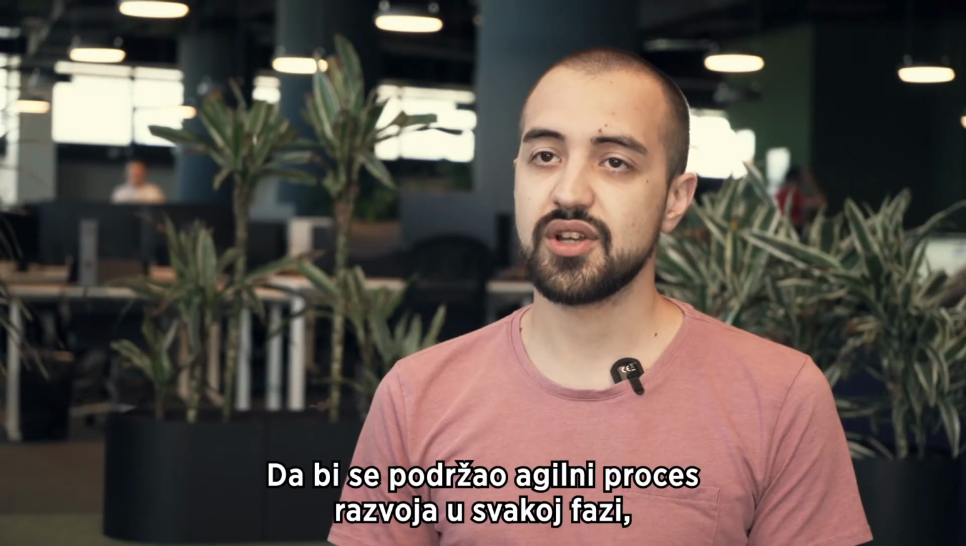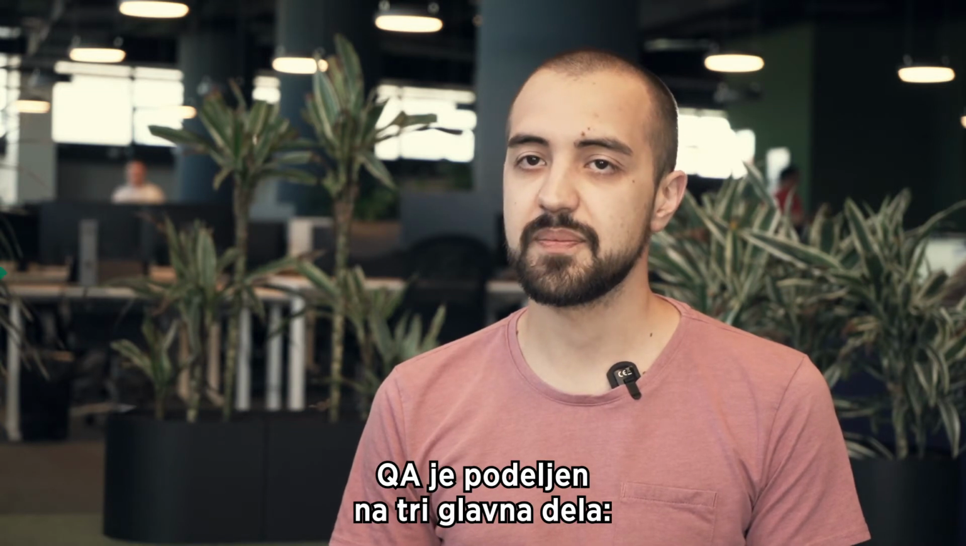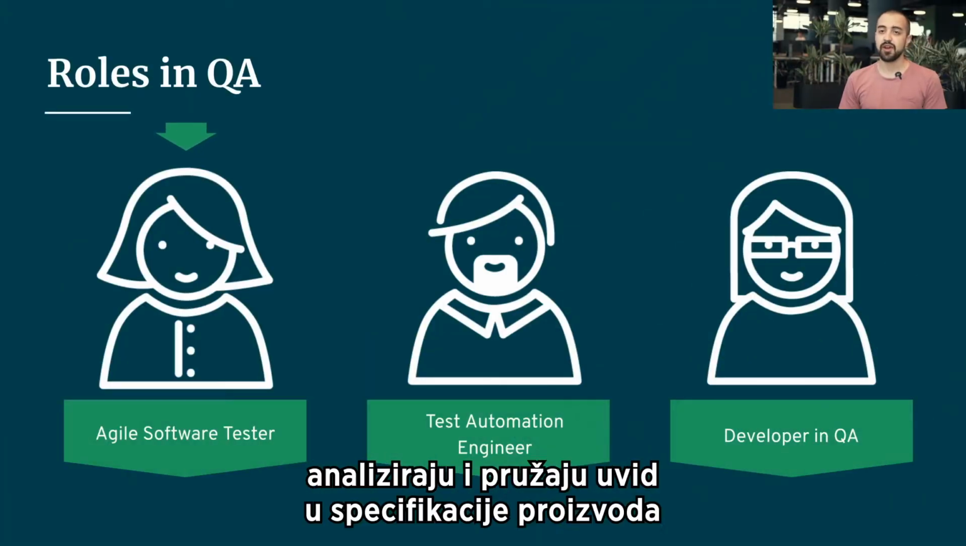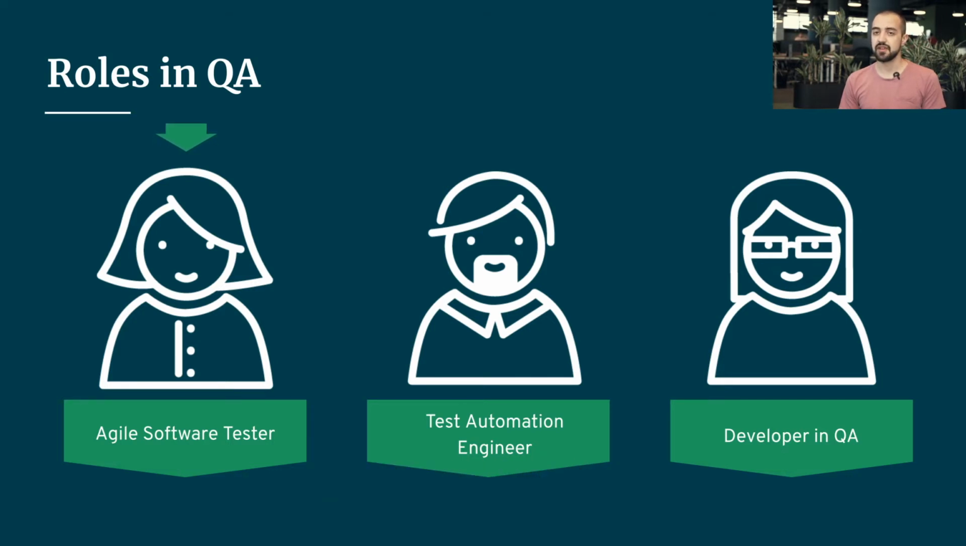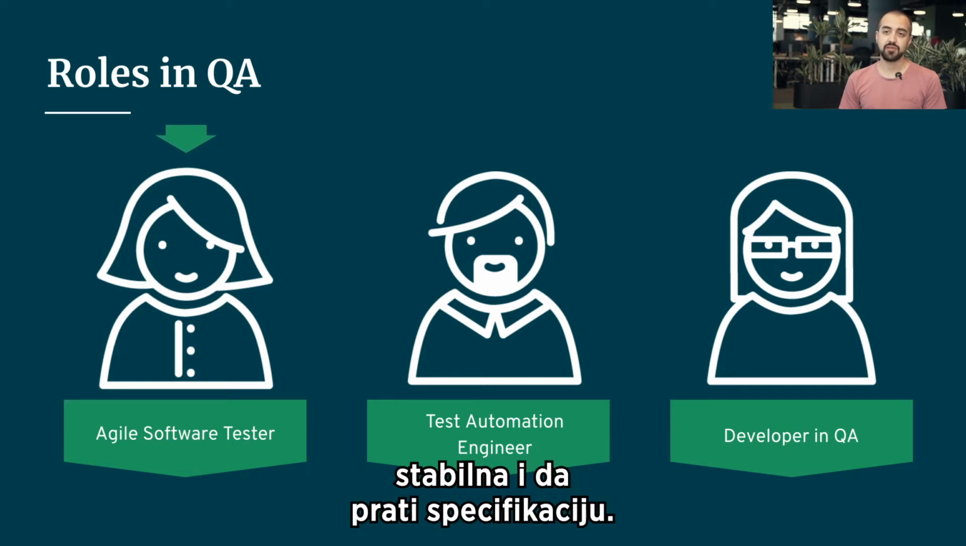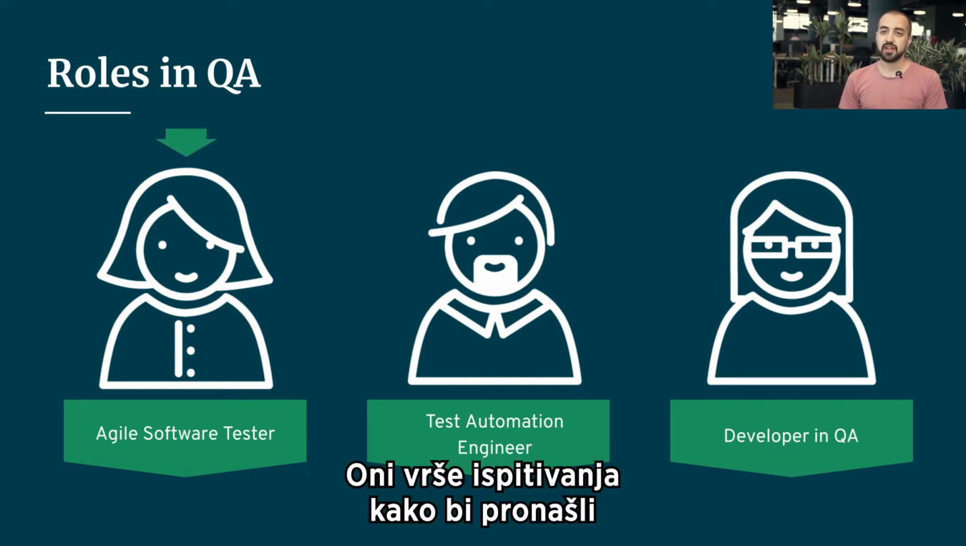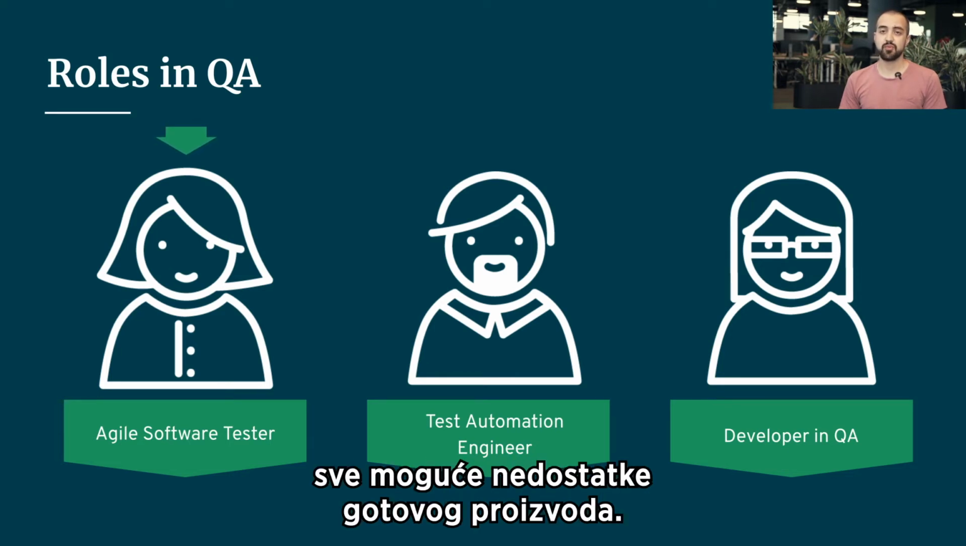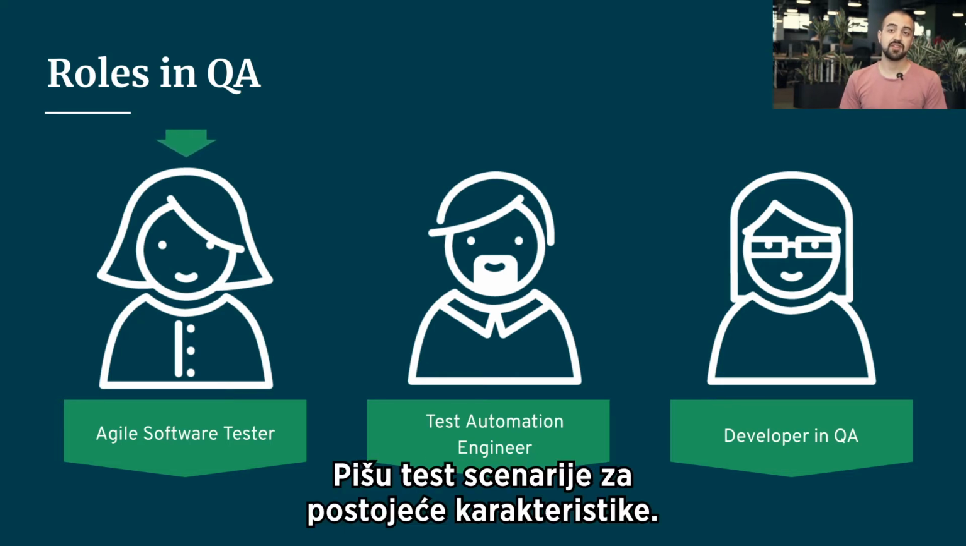To support the agile development process at each stage, QA is split into three main parts: Agile Testers, who analyze and provide input into product specifications before they are implemented. They make sure that the implementation is performant, stable, and follows the specification. They perform exploratory testing to highlight any possible defects in the finished product. They write test cases for developed features.